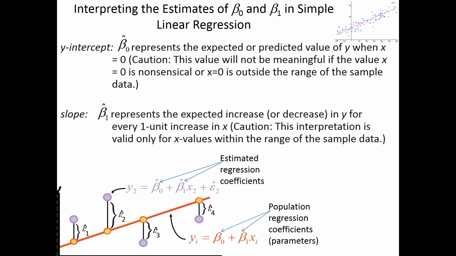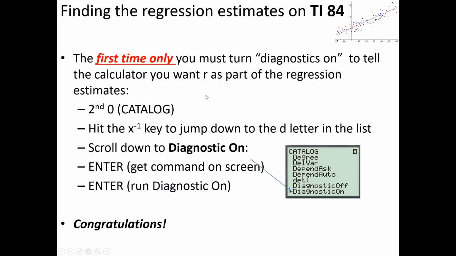So that slope will represent, if it's positive, the increase in y that we would expect for a 1 unit increase in x. If the slope is negative, it's the amount of decrease we would expect in y for a 1 unit increase in x. So we'll practice this now on the calculator.